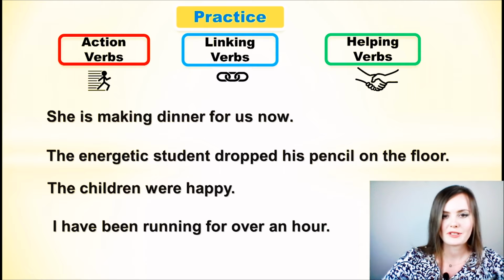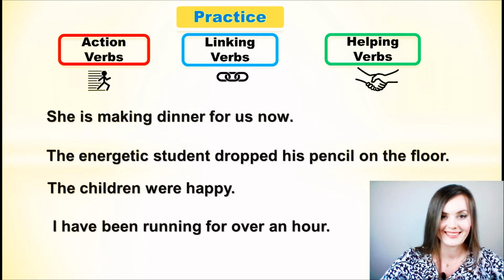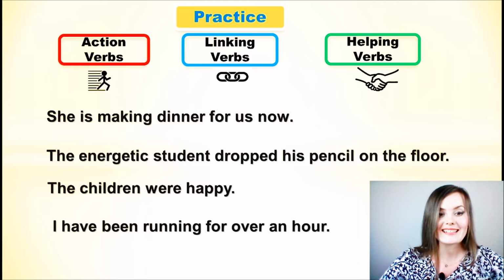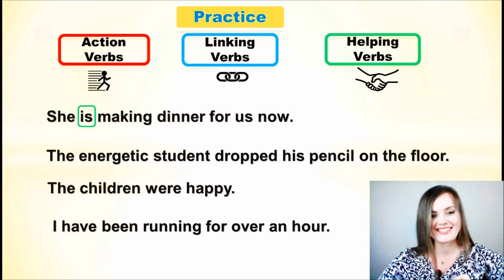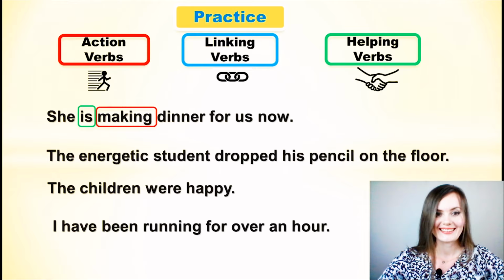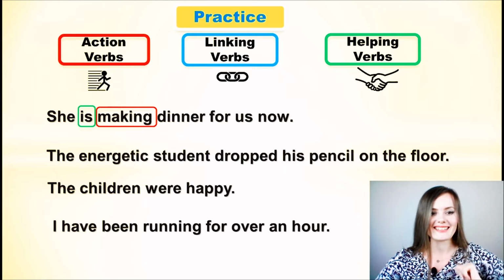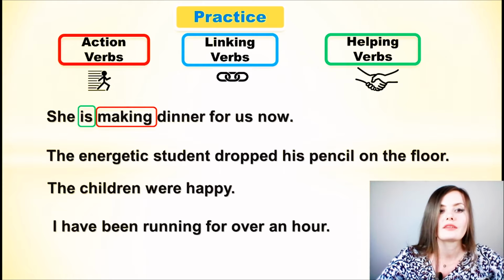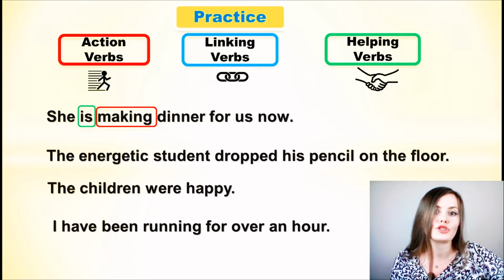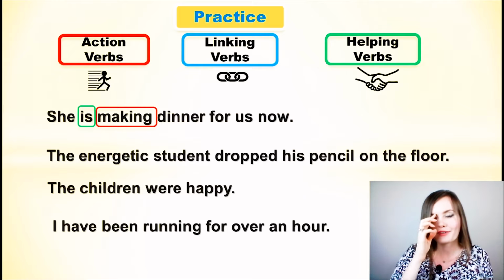Let's find the verbs in this sentence. Yes, you're right. Is, making are the verbs. So, is a helping verb. Good job. How about making? Yes, it's an action verb. Excellent. Next sentence. The energetic student dropped his pencil on the floor. So what is or what are, I don't know, the verbs in this sentence? Maybe there are 2 or 1 verb. Go ahead and find it.